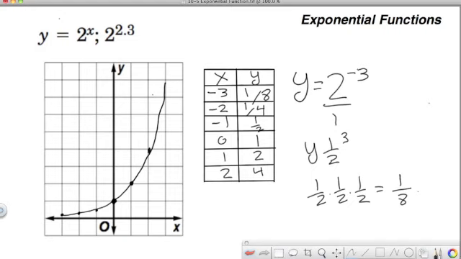Now what it's asking us is to determine where this power, which is 2 to the 2.3 power, is going to be. With this one, the power is 2.3, which means that 2.3 would be the x that we're going to find. So what we need to do is find out where we think 2.3 is on the number line, on the x-axis.